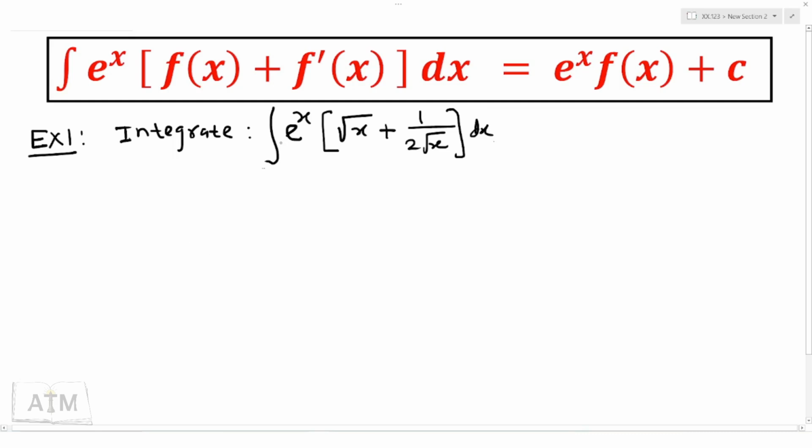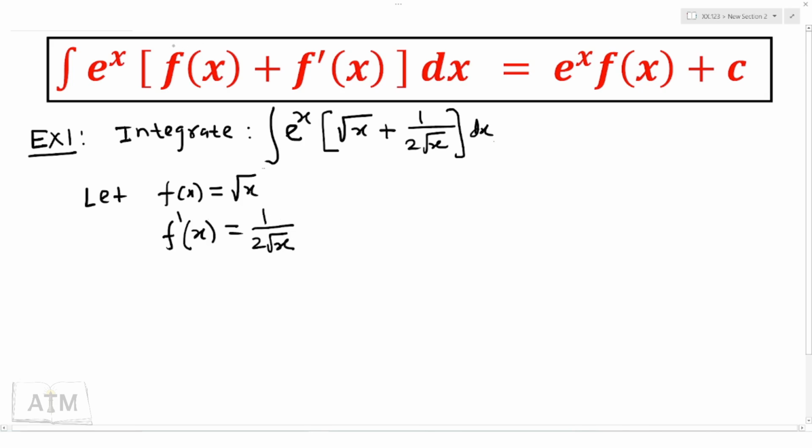Example number 1: integration of e raised to x and inside the bracket root x plus 1 upon 2 root x with respect to x. So let f of x equal root x, and we know that the derivative of root x is nothing but 1 upon 2 root x.